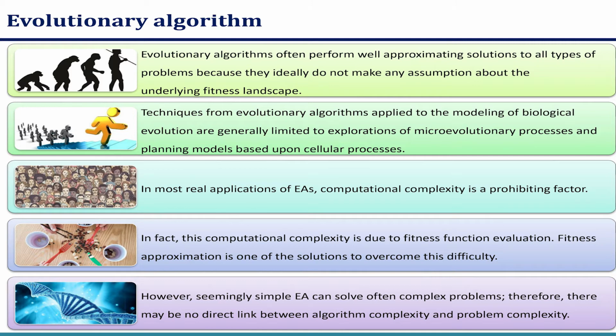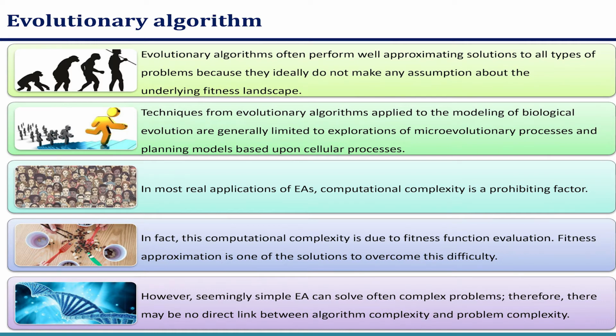In most real applications of EAs, computational complexity is a prohibiting factor. In fact, this computational complexity is due to fitness function evaluation, and fitness approximation is one of the solutions to overcome this difficulty. However, a seemingly simple evolutionary algorithm can often solve complex problems, therefore there may be no direct link between the algorithm complexity and the problem complexity. So this is what we are talking about with evolutionary algorithms.